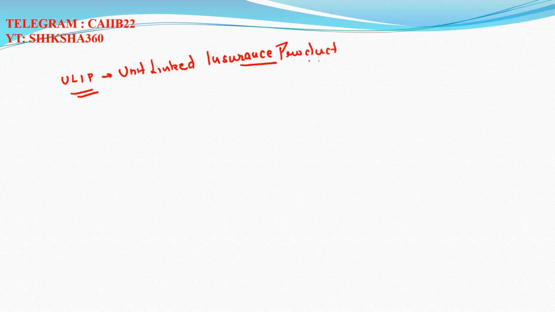ULIP stands for unit linked insurance product, and it comes under the social need. Clear? It comes under the social need. Next question.